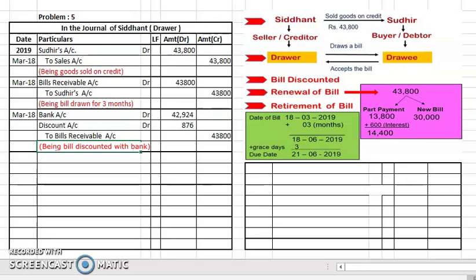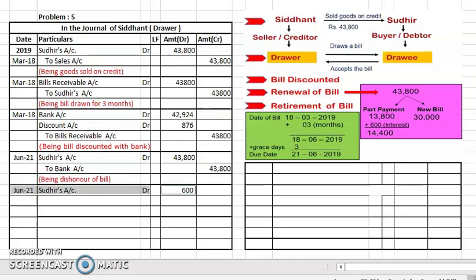So now we have learned in case of renewal, we have to pass 4 entries. The first entry for cancellation of the bill, that is the dishonored entry. Second, for interest due. Third entry for part payment. And the fourth entry for new bill. So the entry for dishonor of the bill is Sudhir's account debit 43,800 to bank 43,800 being discounted bill dishonored.